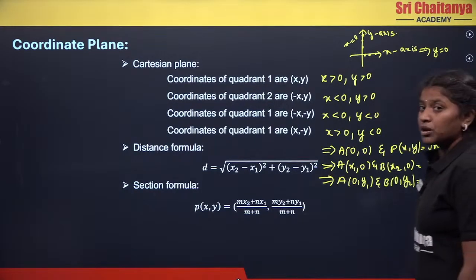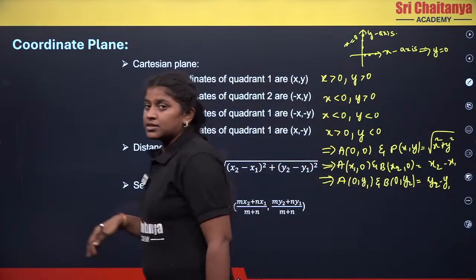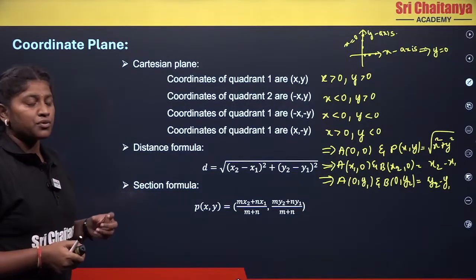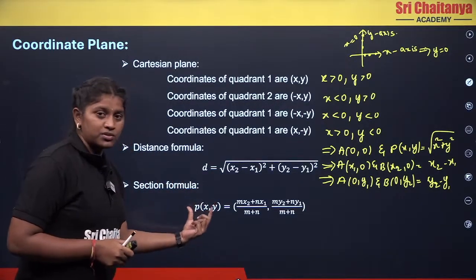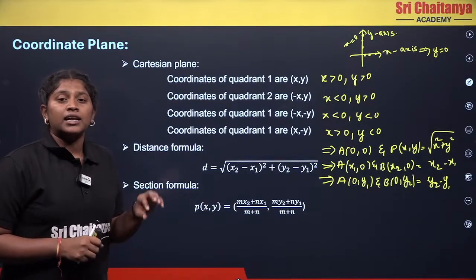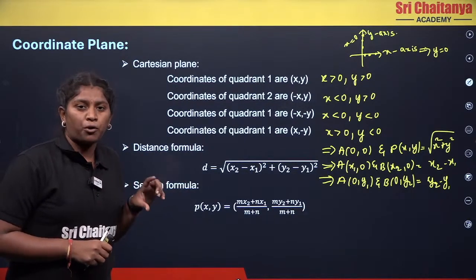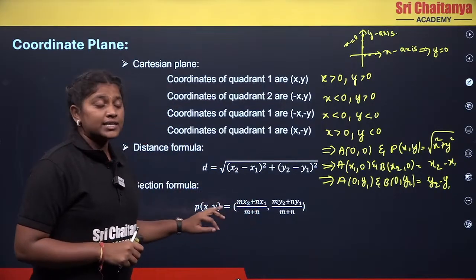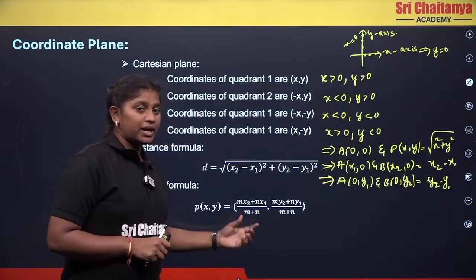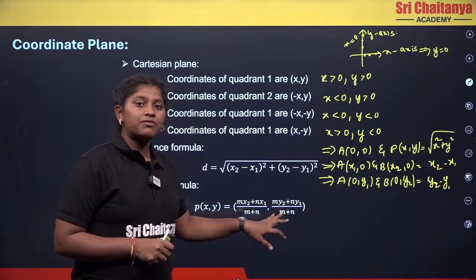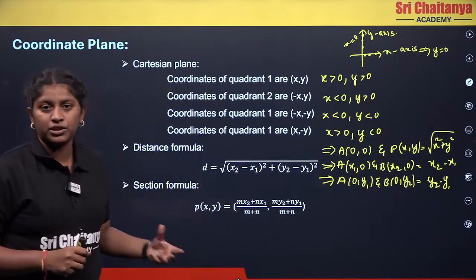Clear? Now coming to the next, we discussed the section formula. The section formula is used to find the coordinates of the point that divides the line segment joining two given points in the ratio m is to n, and it is given by (mx2 plus nx1) by (m plus n) for the x coordinate and (my2 plus ny1) by (m plus n) for the y coordinate.